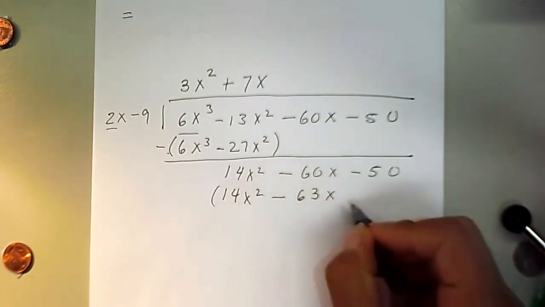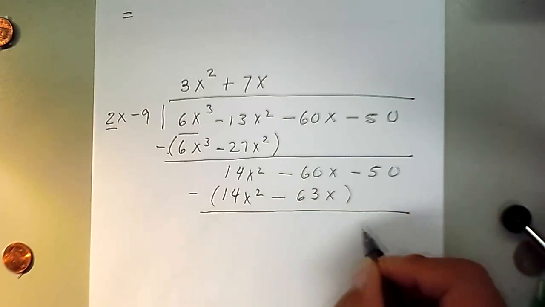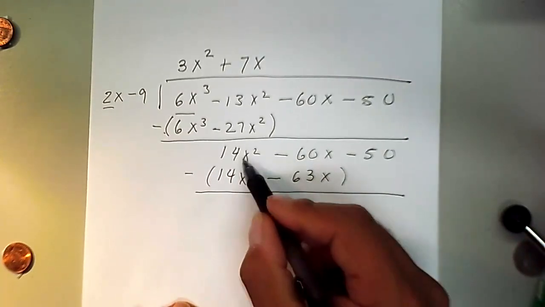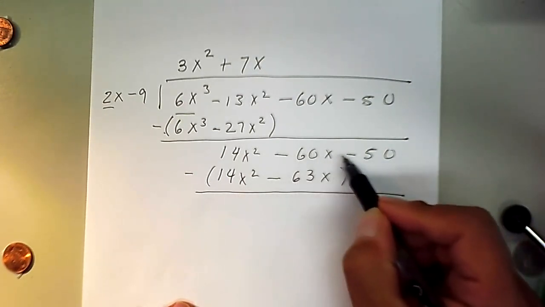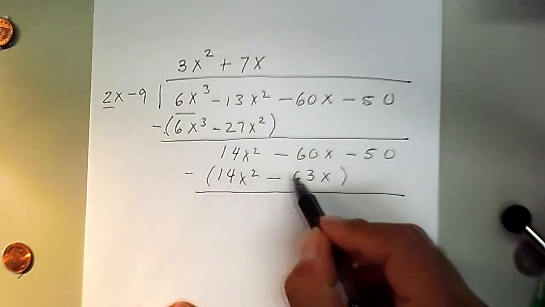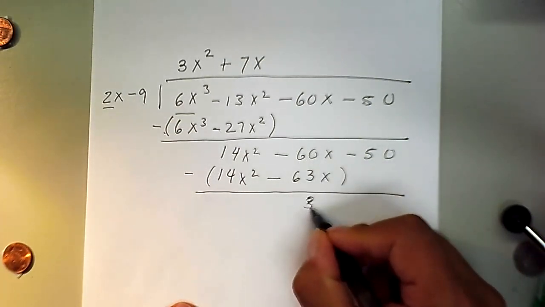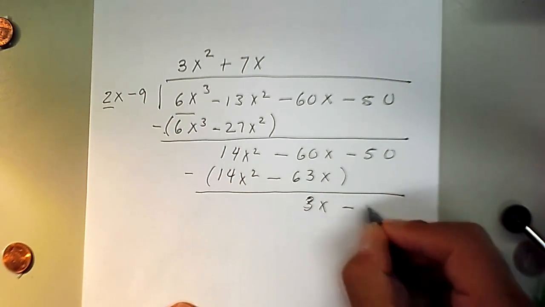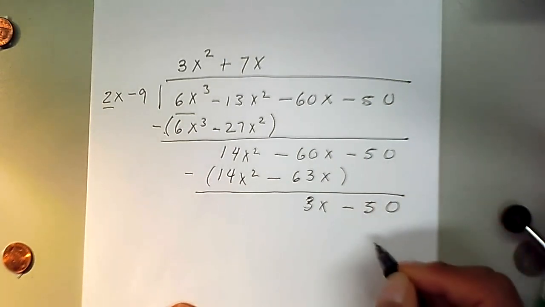All right, and then we subtract this polynomial as we did in the previous line. And that's going to be no x squared, which is what we wanted. Negative 60x plus 63 is going to give us 3x minus 50. I bring down the 50 so I don't forget it.